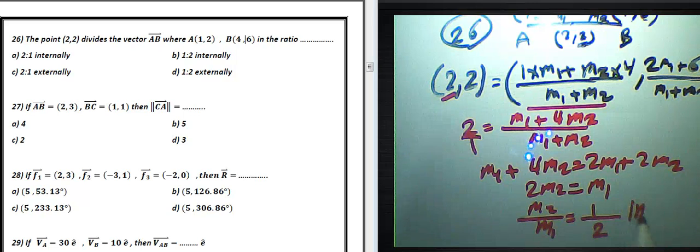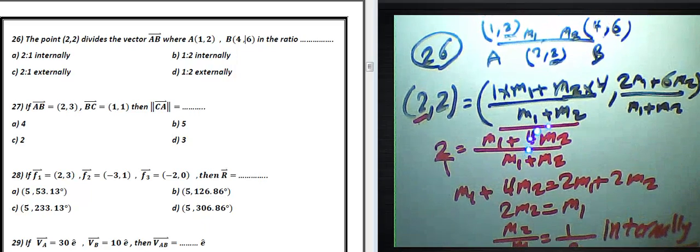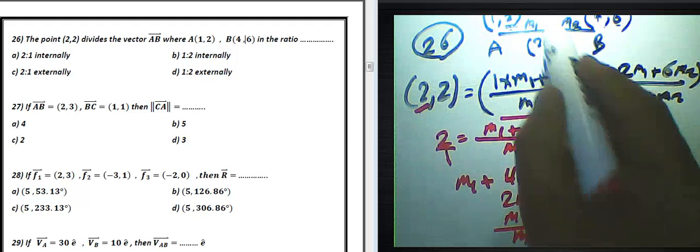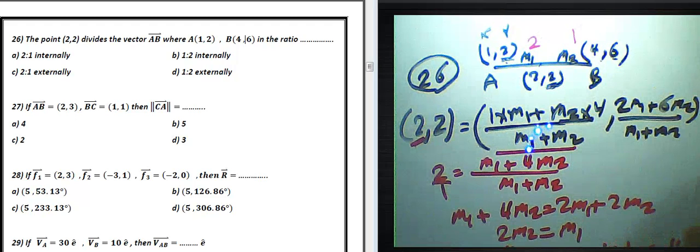It will be internally. So the ratio will be 1 to 2 internally. So it will be divided. The ratio m1 will be 2 and m2 1. So the ratio will be 2 by 1 internally, 2 to 1 internally.